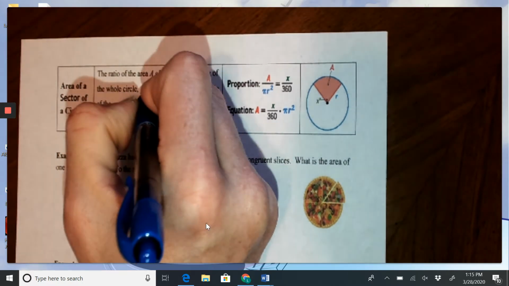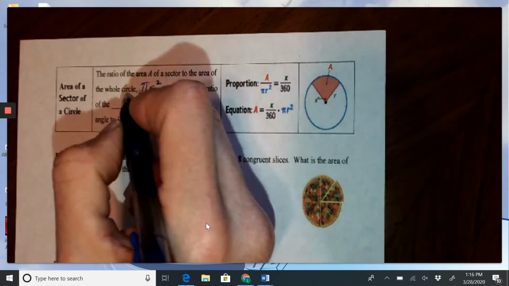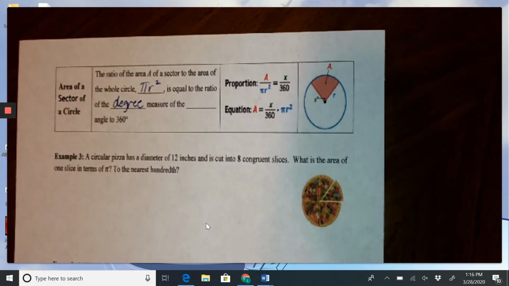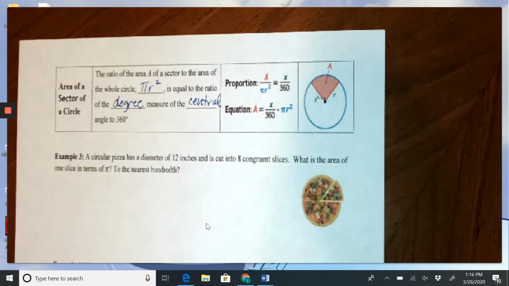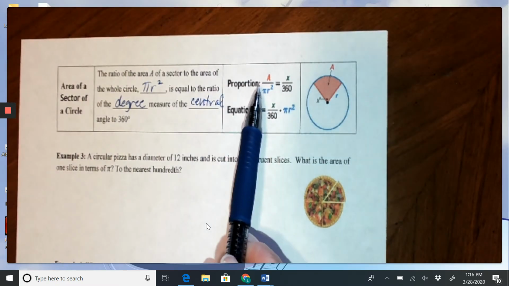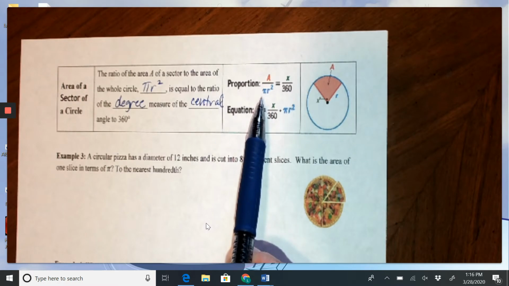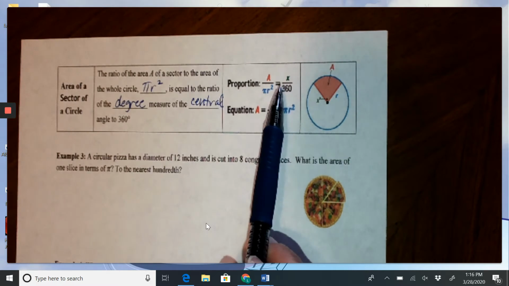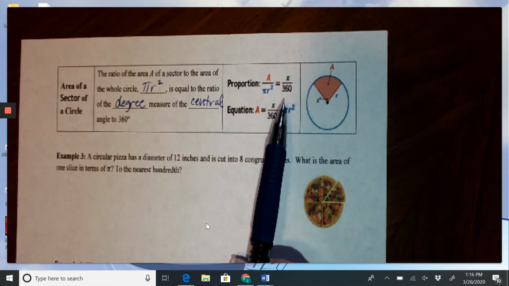Remember, the area of that whole circle is pi r squared. It is equal to the ratio of the degree measure of the central angle to 360. So that's what we're looking at right here in our proportional relationship. It's the ratio of the area of the sector to the whole area of the circle is equal to the degree measure of the central angle x, as we can see here, over 360.